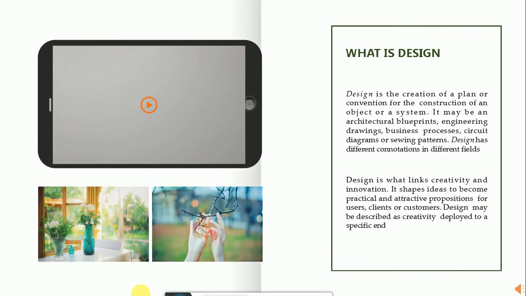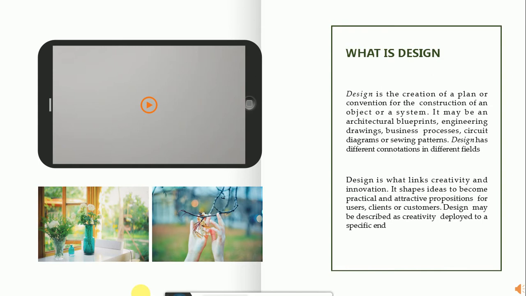What is design? Design is the creation of a plan or convention for the construction of an object or a system. It may be architectural blueprints, engineering drawings, business processes, circuit diagrams or sewing patterns. Design has different connotations in different fields.